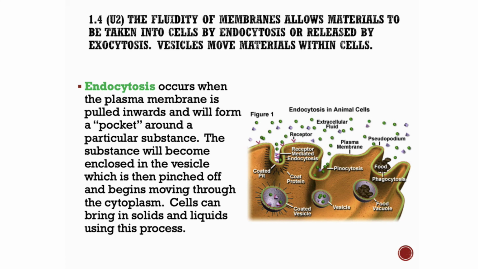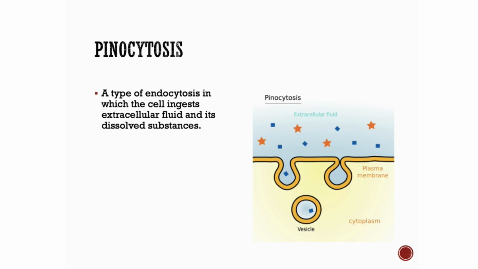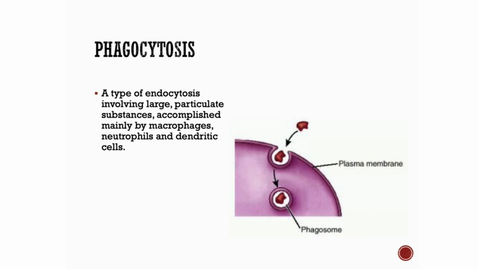There are different types of endocytosis, so let's see them. Pinocytosis is a type of endocytosis in which the cell ingests extracellular fluid and its dissolved substances. And phagocytosis happens in white blood cells, which take in pathogens including bacteria and viruses by phagocytosis and kill them as part of the body's response to infection. Also, we can see the phagocytosis process in unicellular organisms including amoeba and paramecium.